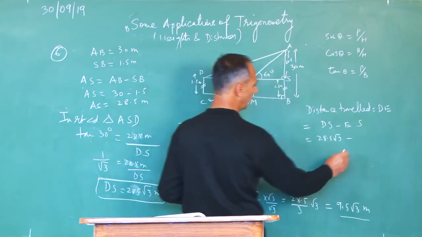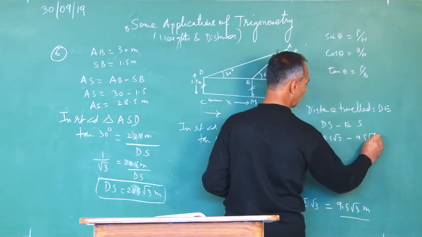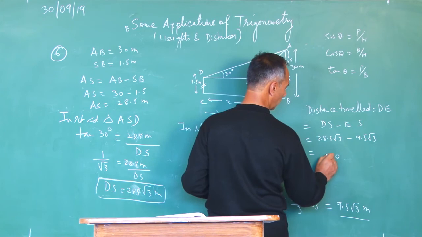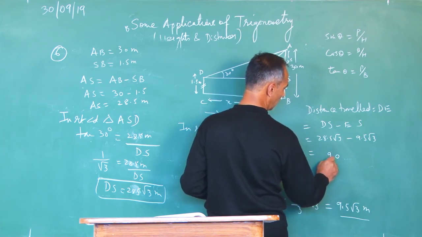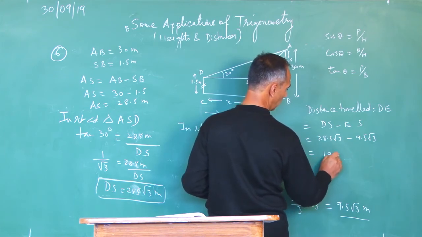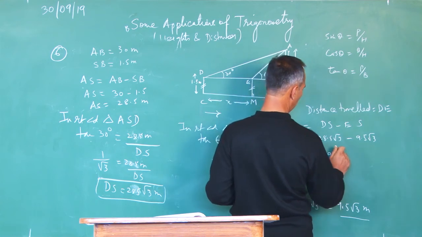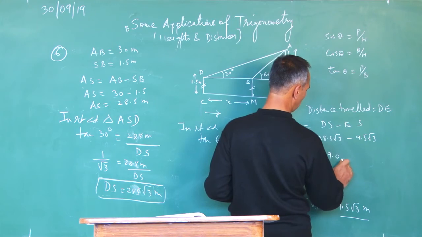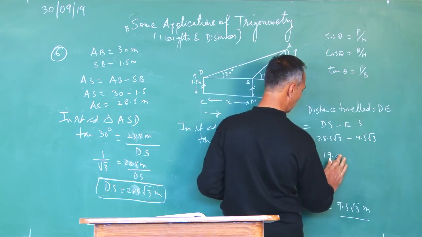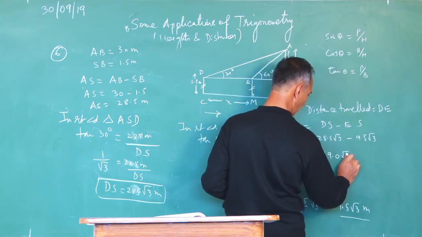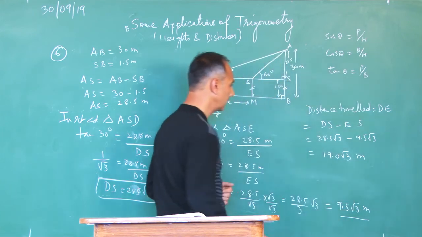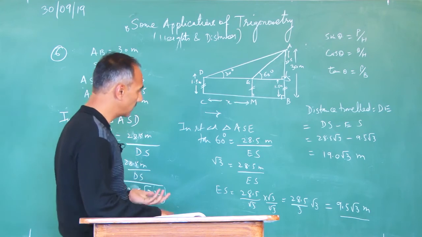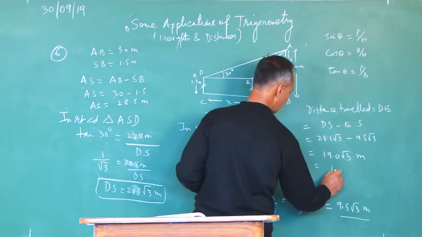That's 9.5 root 3. So that would be 19, 18 minus 9, 9, 19.0 square root 3 meters. That is 19 root 3 meters.